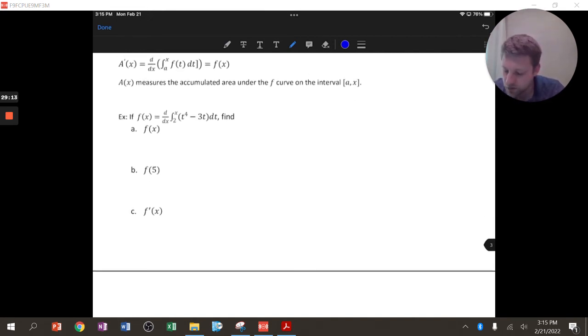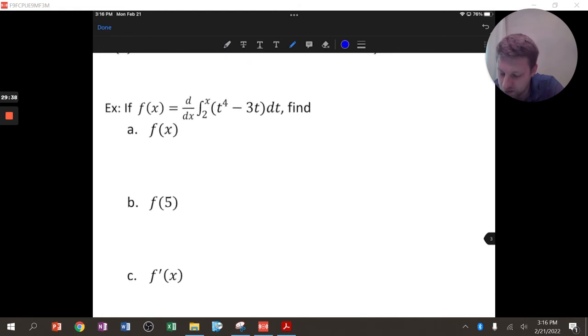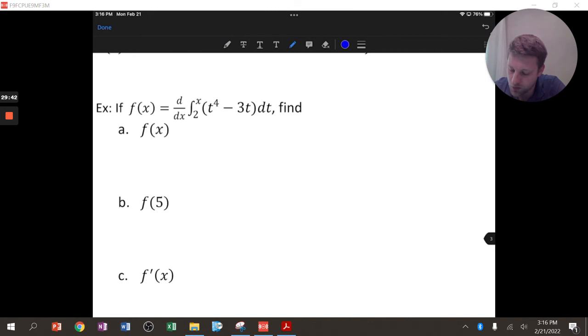So if I consider the function here, f of x, which is equal to the derivative dx of the integral from negative 2 to x of t to the fourth minus 3t dt, we can consider applying the fundamental theorem of calculus with this integral. And I'll kind of walk up the long way for this.